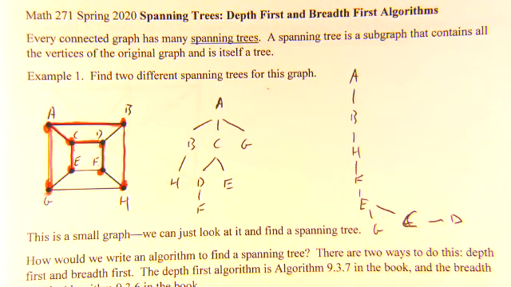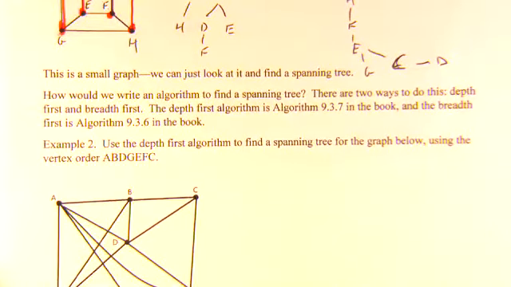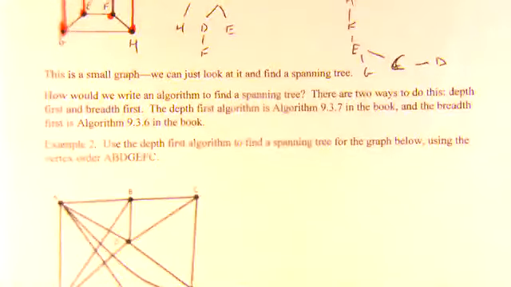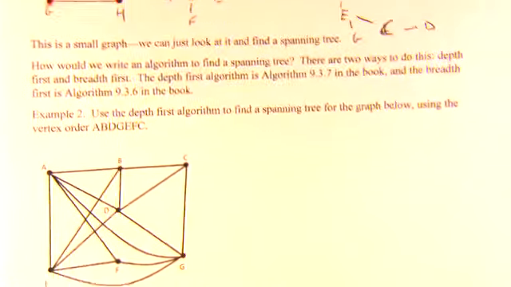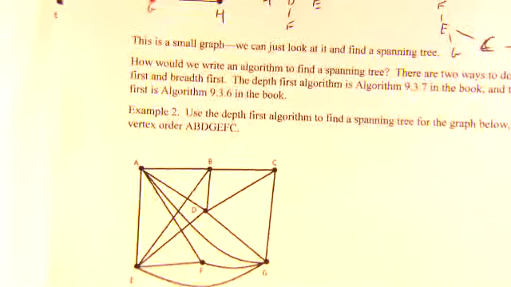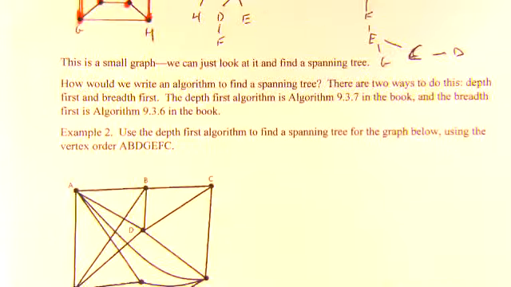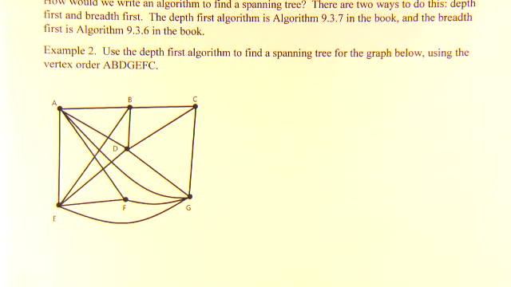Small graphs, you can do this just by looking at them. If we have larger graphs, I'm going to zoom out a tad. Like 1 million vertices and 1 million edges, how do you find a spanning tree? There are 2 different ways to write algorithms to do this: the depth first and the breadth first. Depth first is algorithm 9.3.7 in the book, and breadth first is algorithm 9.36. So we'll do the depth first algorithm to find a spanning tree for this graph, which is a slightly larger graph than the other one.